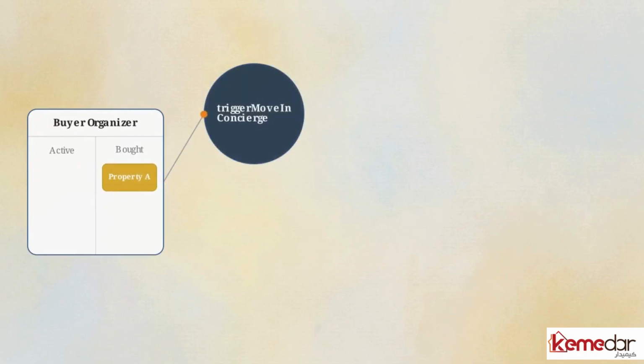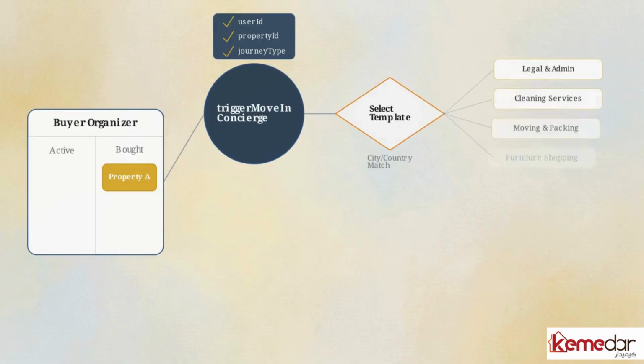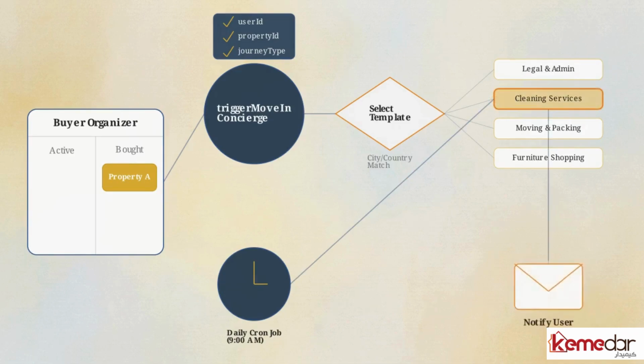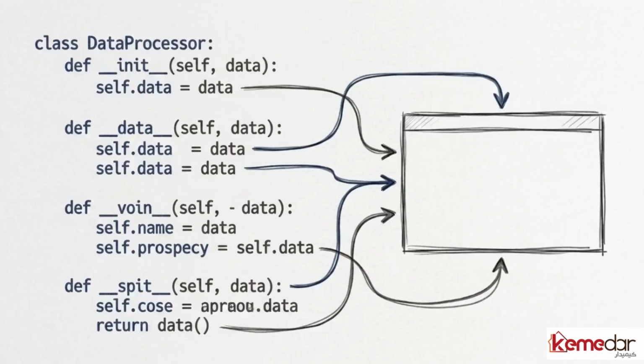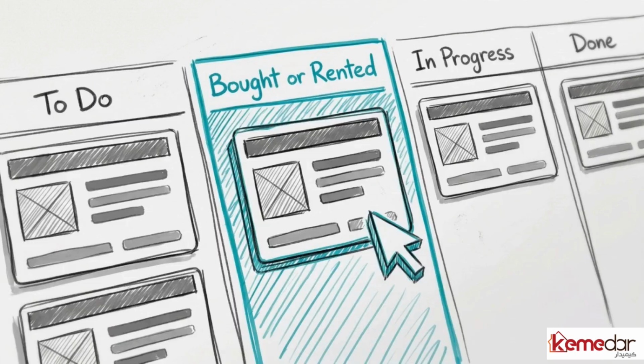This diagram shows the logic for Step 2. When the Kanban status changes, it fires the trigger Move-in Concierge function, generating a personalized list of tasks. Further down, we establish the timing. A cron job runs daily at 9 a.m. to queue all pending notifications. By establishing this backend and database foundation first, you ensure that the upcoming user interface has a functioning brain to connect to. Now move to Step 3.